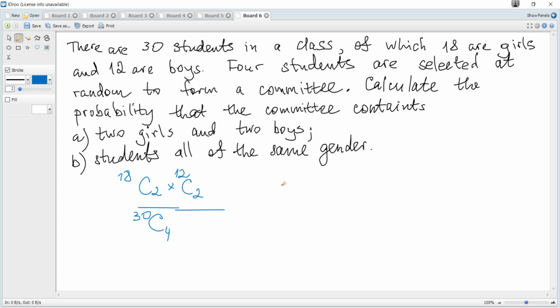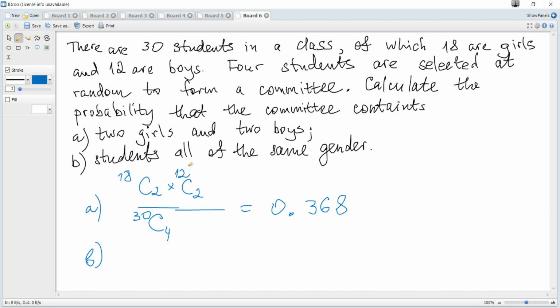So it becomes the number of favorable ways, what we need, divided by the total number of ways to choose something. And you may calculate it with the calculator, and the answer is 0.368 to 3 significant figures.